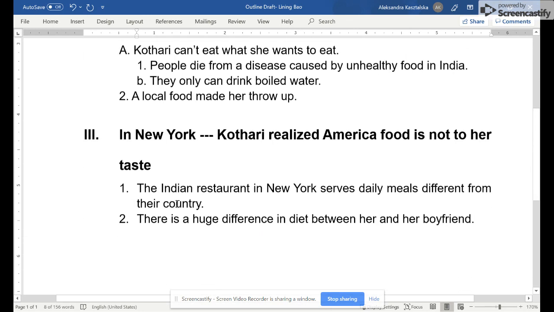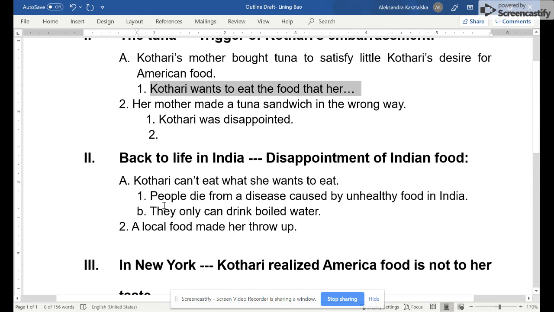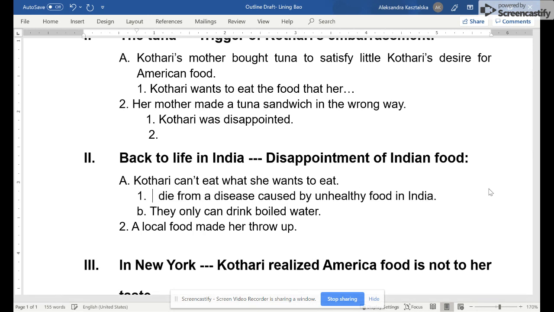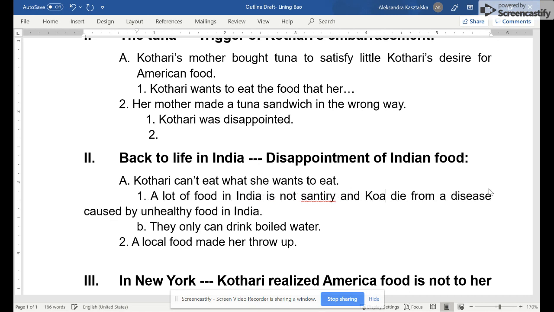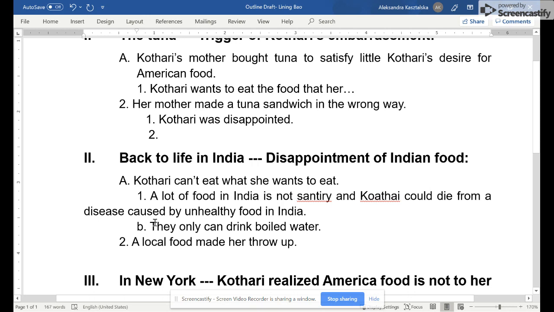Same for the rest of your paper. There's not a lot of information here. Again, give me more details. She can't eat what she wants. But then what about people, right? You make it seem like it's not about Kotari anymore, like something happened in the story where all of a sudden a lot of people died, the way you phrased it. So maybe something like: a lot of food in India is not sanitary, and people and Kotari could die if she doesn't, blah, blah, blah. So she can only drink boiled water.